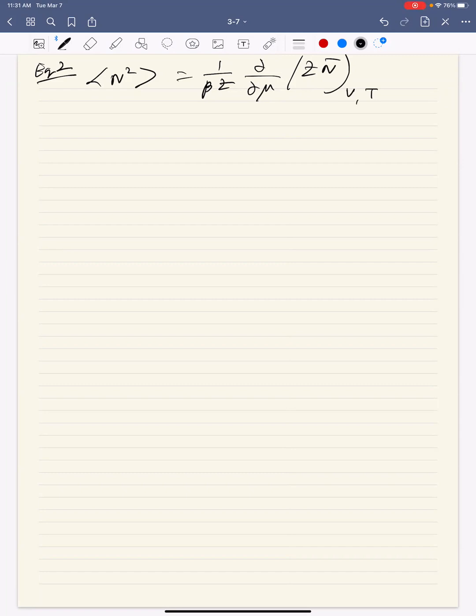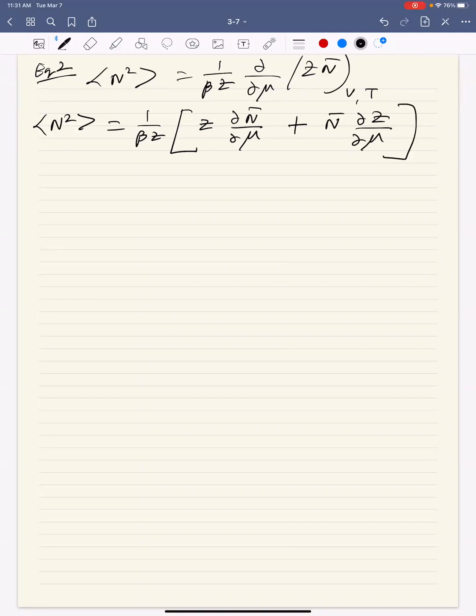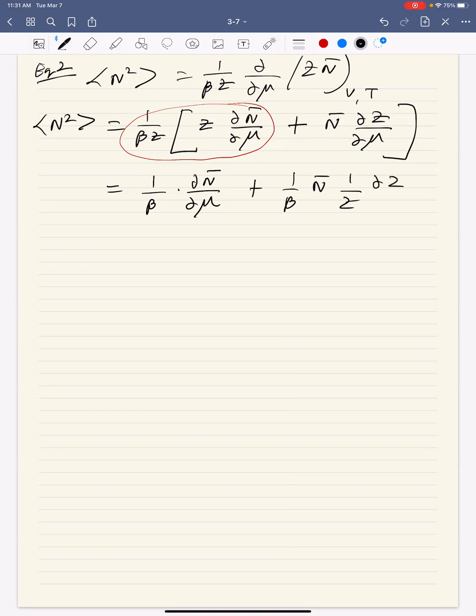So the algebra is unfortunately not done. We have to keep doing a little bit more, but it's not too bad. Now we will actually do this product derivative. We will apply the product rule on this derivative, okay? So what's that going to look like? That's going to look like keep z outside and do partial n bar by partial mu, plus keep n bar outside and do partial z by partial mu, right? Both of them keeping volume and temperature constant. Okay, we are finally starting to get somewhere. Let's bring this outside. So in this first term, z and z will cancel from numerator and denominator. What are we left with? We are left with 1 over beta partial n bar by partial mu, plus 1 over beta n bar, 1 over z partial z by partial mu.